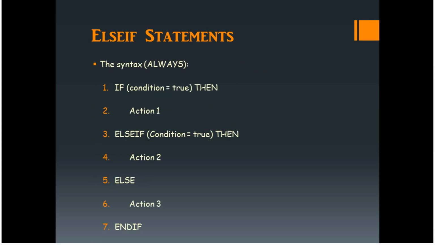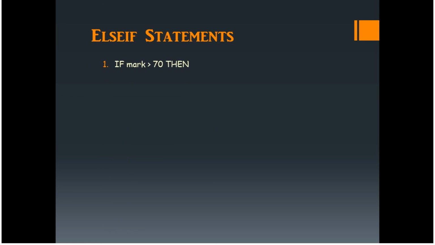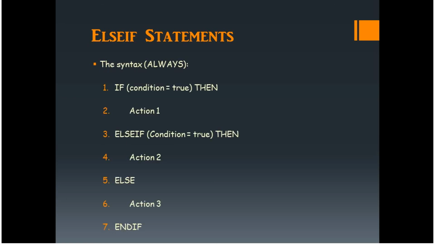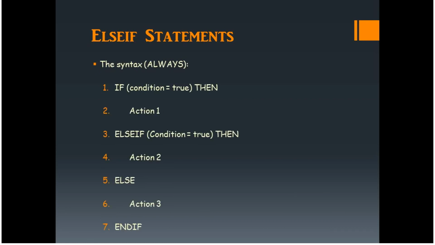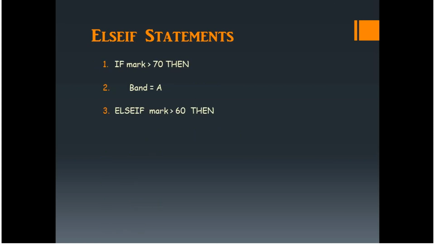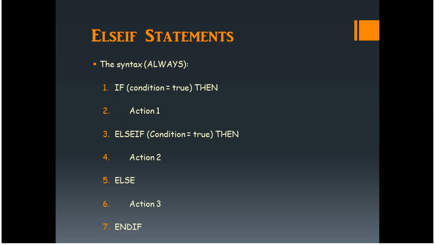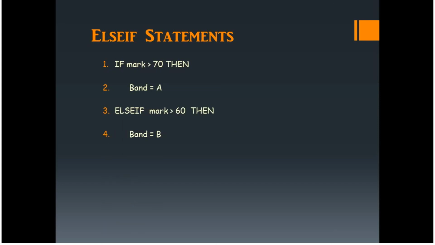So if condition is true, then. I want to start off with my A. So if something is something, then band equals A. So if pupil mark is greater than 70, then what's my action? Band equals A. Next one, else if. Else if another condition is true. How do I get my B? So else if the mark is greater than 60, then what's my action? Band equals B.